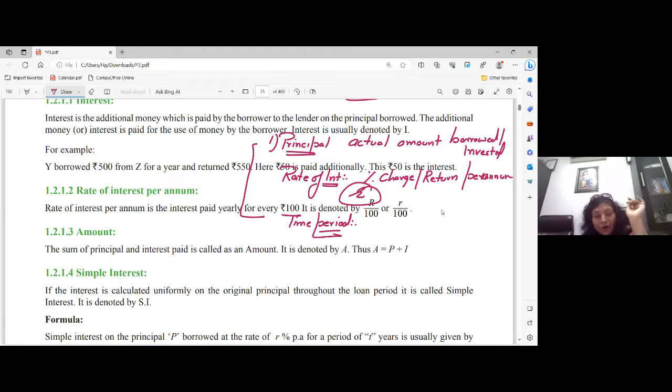Now, when we talk about interest, we have two types of interest. One is simple interest and another is compound interest. Now, I'll explain the difference between the both using an example. So, let's explain it. What is simple interest? Simple interest is when we charge interest on principal value. When we charge interest on principal value, that is called simple interest.